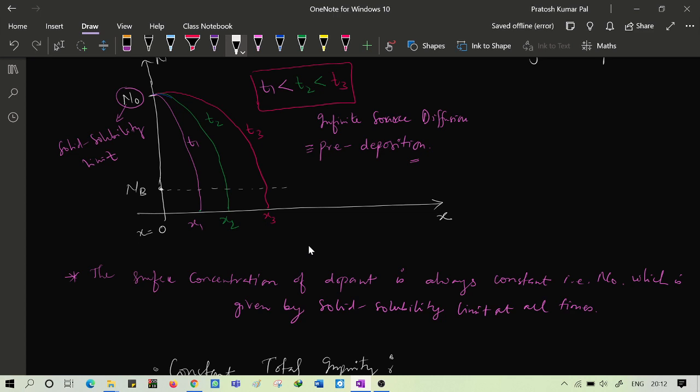So this is x1, and this is a constant. So at x1, for time period t1, x1 is the junction depth. So at this junction depth, whatever the concentration of this dopant will be there, that is considered as the NB. So this NB is calculated by using this graph, by plotting with respect to this NB value.